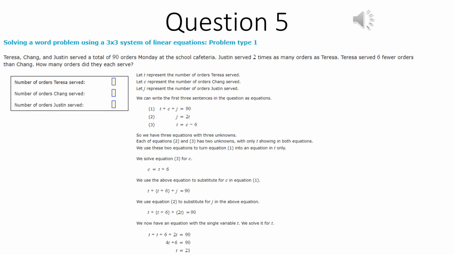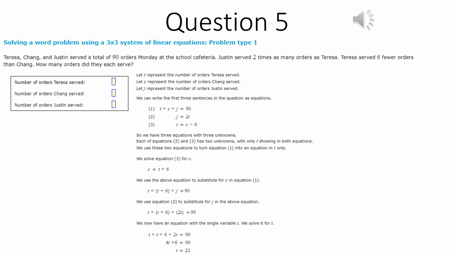Okay, this is another word problem. Teresa, Chan, and Justin served a total of 90 orders Monday at the school cafeteria. Okay, this is the first equation. The first equation is t plus c plus j equals 90. T represents the number Teresa served, C is Chan, and J is Justin.